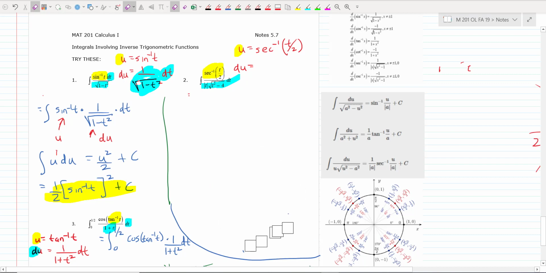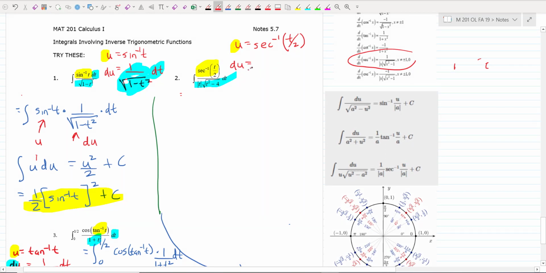Okay, so that's what you would definitely set u equal to. But here's where I made the mistake, on du. You're following this formula right here. So you're going to have 1 over the absolute value of t over 2, okay, like that. And then you're going to have the square root of t over 2 squared minus 1, but then you have to do the derivative of what's inside, which is 1/2. I think I left that off.